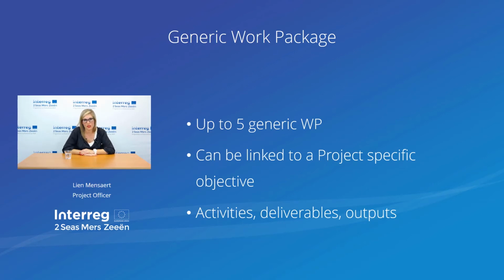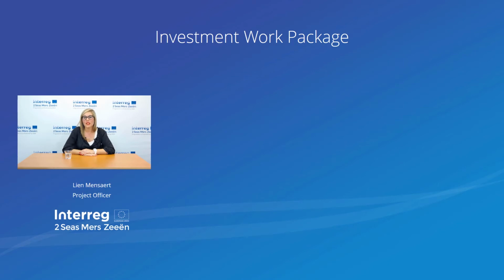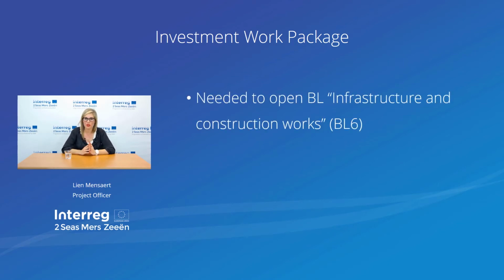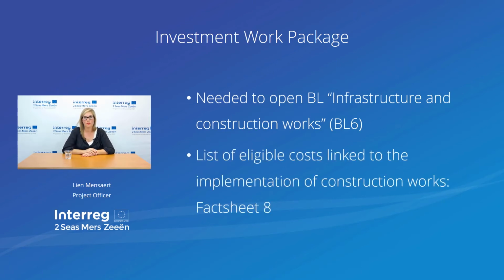and activities. In case a project needs to open budget line 6, so infrastructure and construction works, they will have to create an investment work package. So this budget line 6 is linked to investment works, which means that if you have a budget line 6, you will automatically have to put all of the costs linked to this investment and also the realization of the output that goes with the investment in an investment work package.